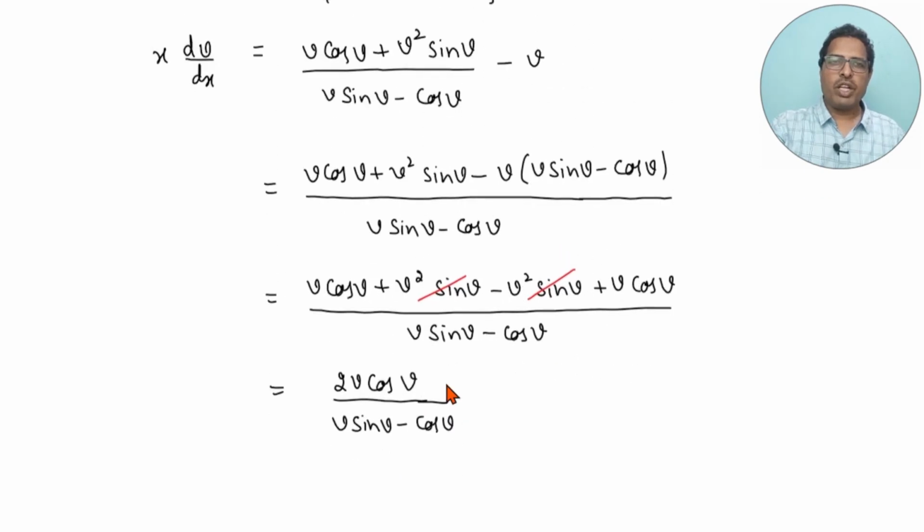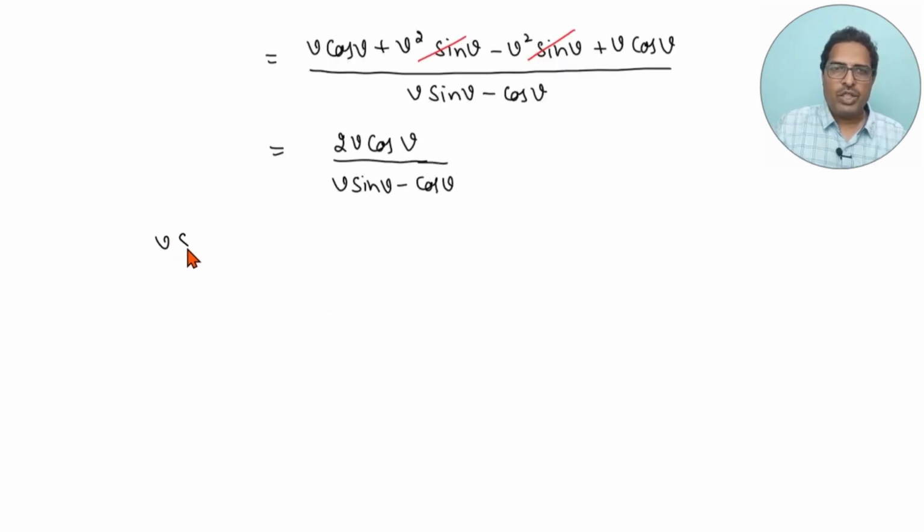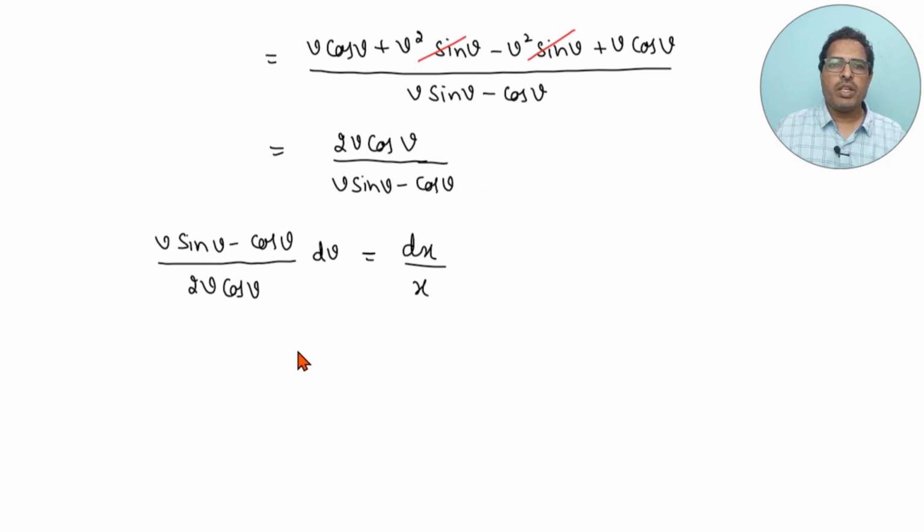Let us try to separate the variables over here. Let us take this v value on the other side, and send this x value on this side. So we get v sine of v minus cos of v, that is divided by 2v cos of v, dv is written as it is. Now dx and x is sent on this side, dx will come in the numerator, x will come in the denominator. Now this is in the variable separable form, you can just integrate on both the sides.